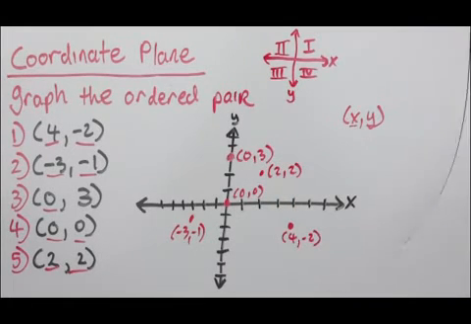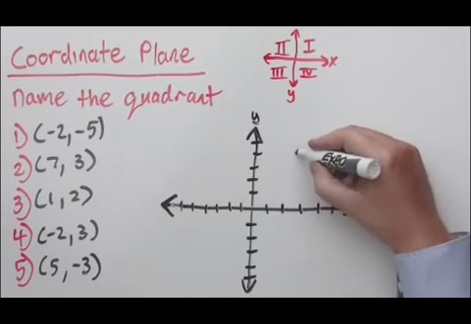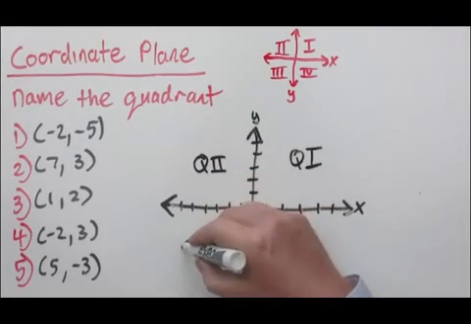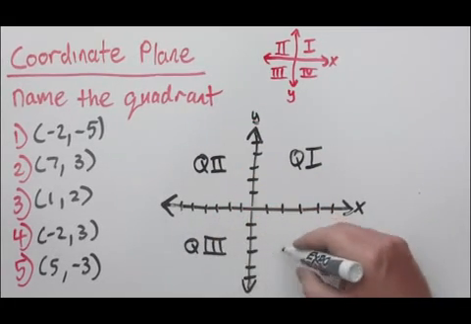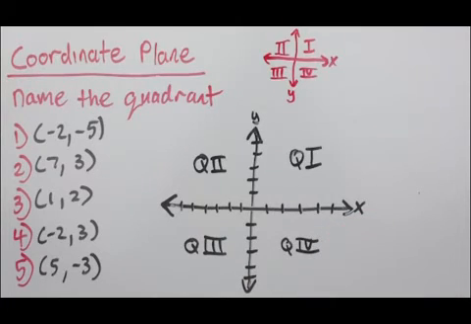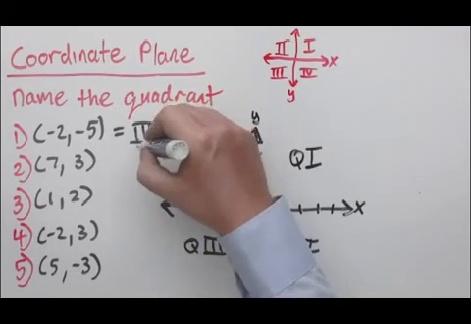Now we're going to identify quadrants. Let's see, negative 2, negative 5. Well, let's first write what quadrants we have. Quadrant 1, quadrant 2, quadrant 3, and quadrant 4. Notice quadrant 1 is in our top right hand corner too. So let's see, negative 2, negative 5. So we have to kind of graph it to see where it would be. So that's going to be quadrant 3.